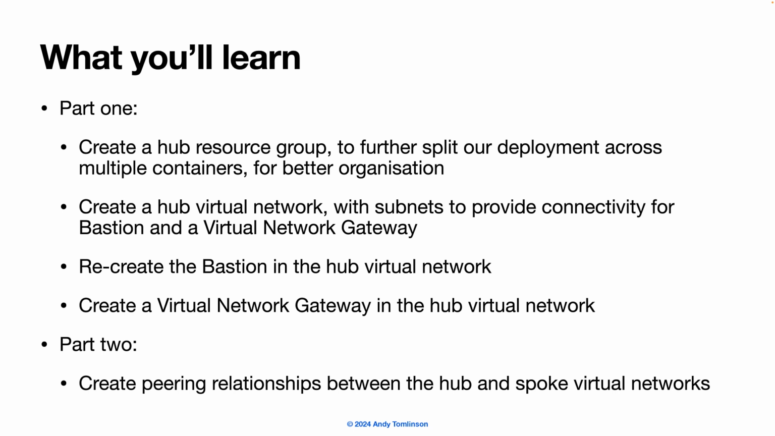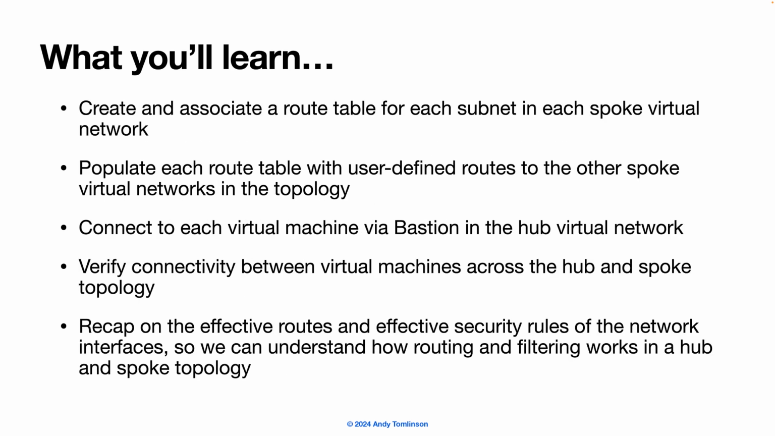In part 2, you'll learn how to create peering relationships between the hub and spoke virtual networks, how to create and associate a route table for each subnet in each spoke virtual network, how to populate each route table with user-defined routes to the other spoke virtual networks in the topology, how to connect to each virtual machine via Bastion in the hub virtual network, how to verify connectivity between virtual machines across the hub and spoke topology, and finally, we'll recap on the effective routes and effective security rules of the network interfaces so you can understand how routing and filtering works in a hub and spoke topology.